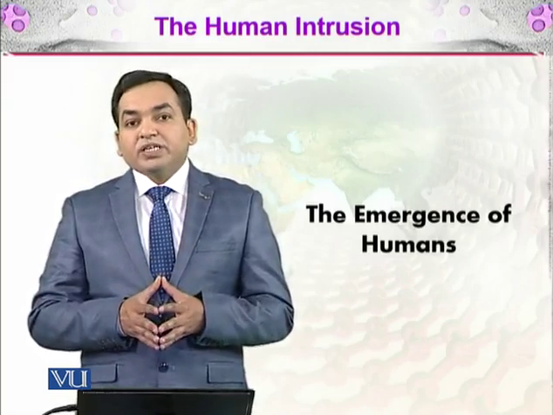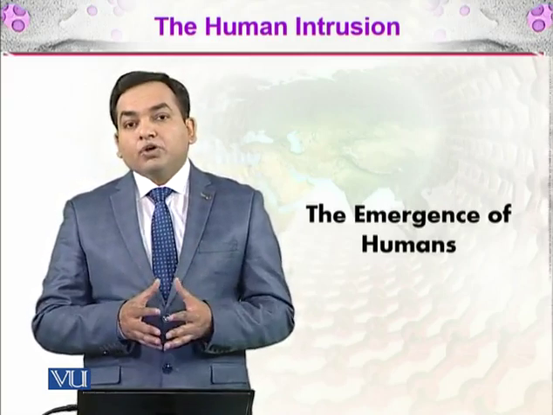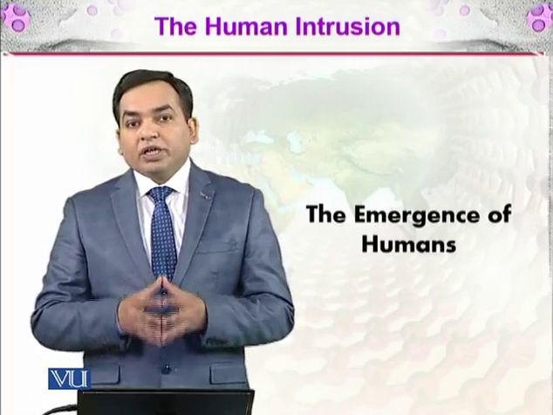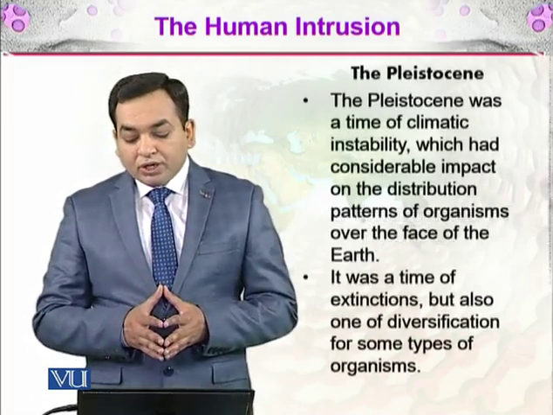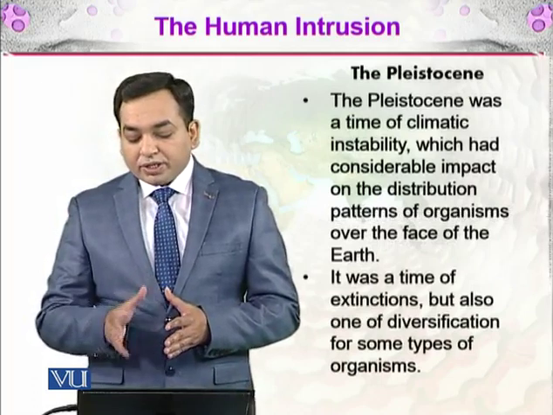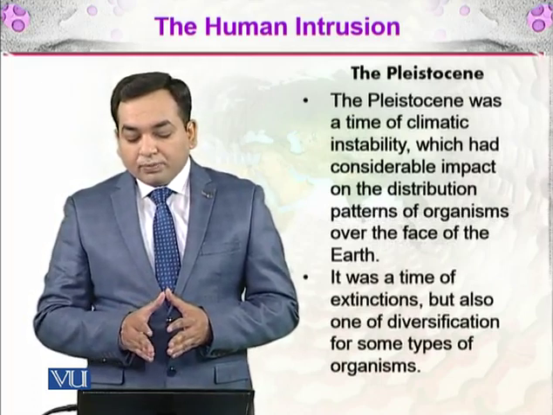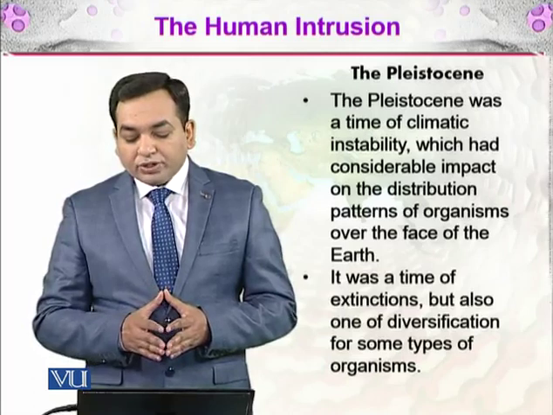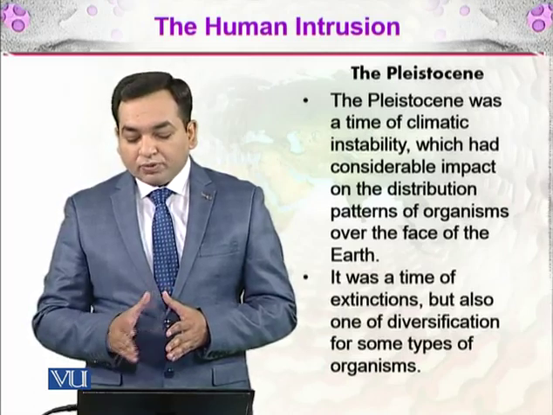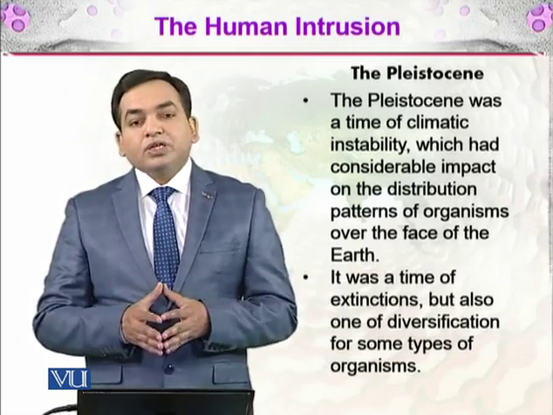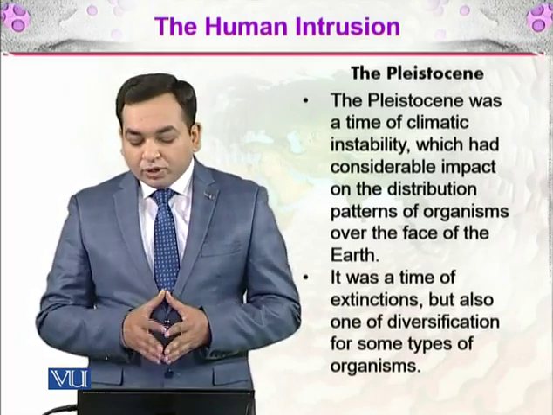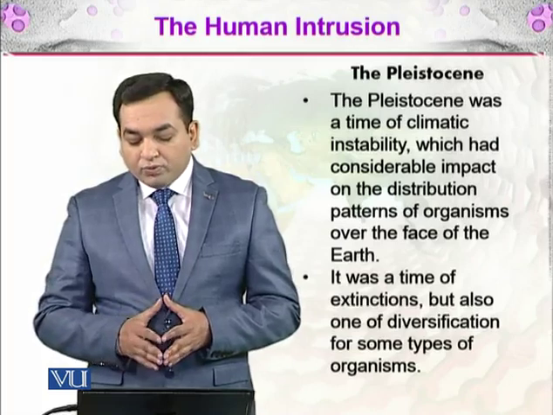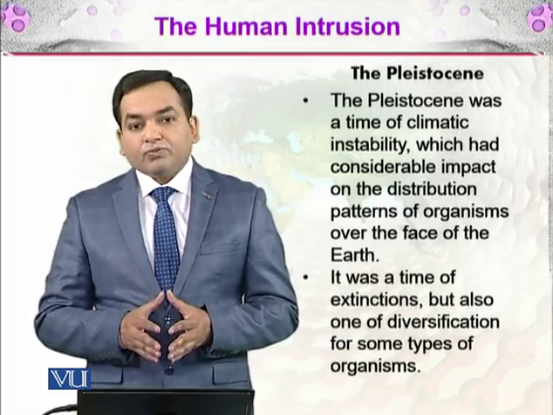And first, we will be discussing the emergence of humans, how humans came into being. So the Pleistocene was a time of climatic instability, which had a considerable impact on the distribution patterns of the organisms over the face of Earth. The Pleistocene was the first epoch of the Quaternary period, and it was a time of extinctions, but also one of the diversification of some types of organisms.